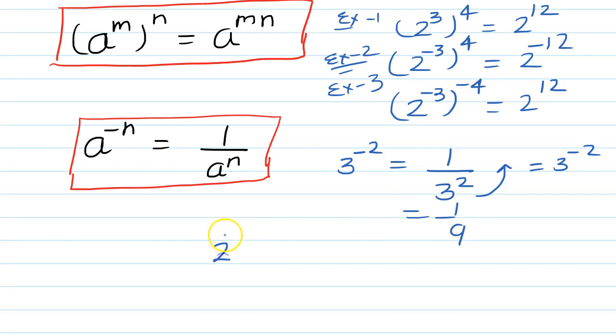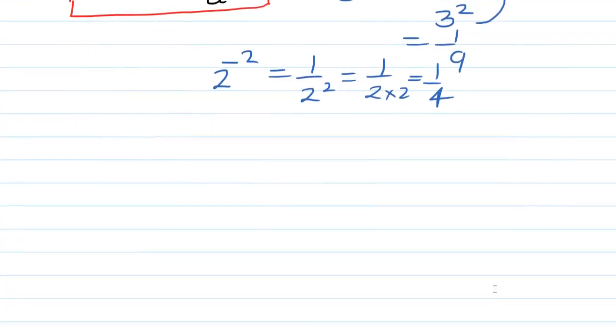Similarly, if it is 2 to the power minus 2, you can write down 1 upon 2 to the power 2. 1 upon 2 to the power 2 means 2 times 2, that is 1 over 4. Okay, so nice and easy. Now, next, these are the rules which you need to remember. Another rule I'm going to explain to you.